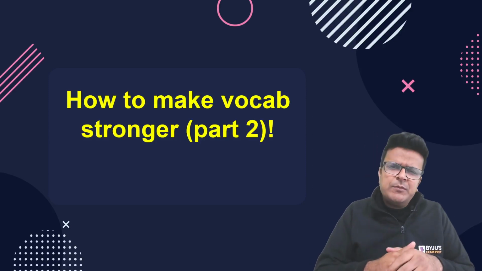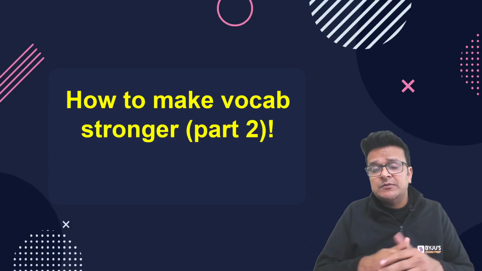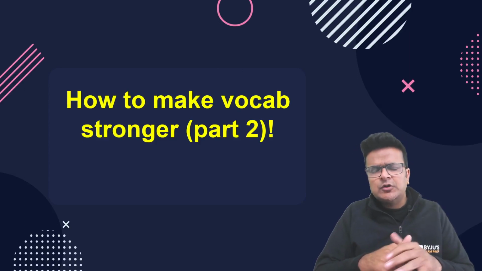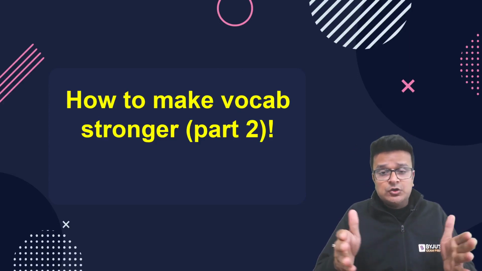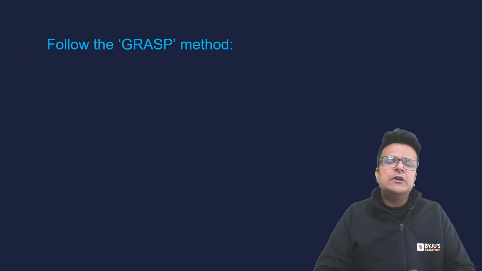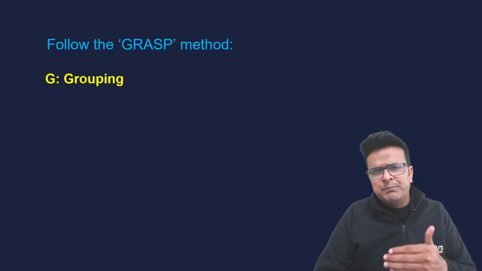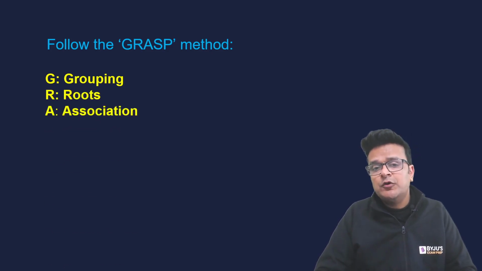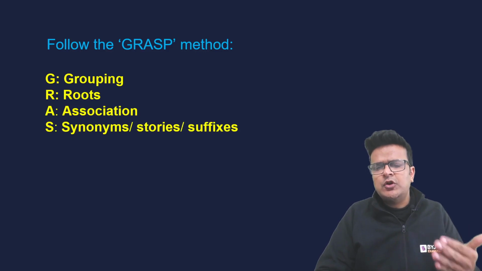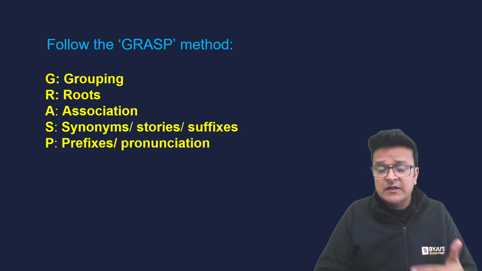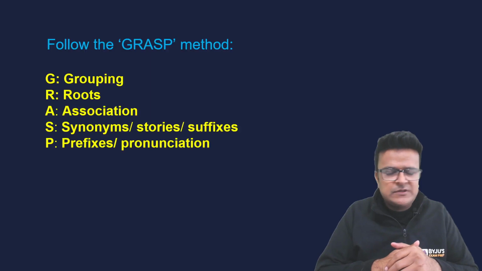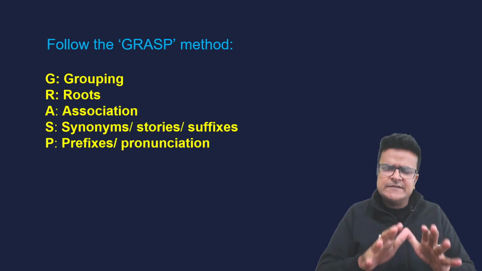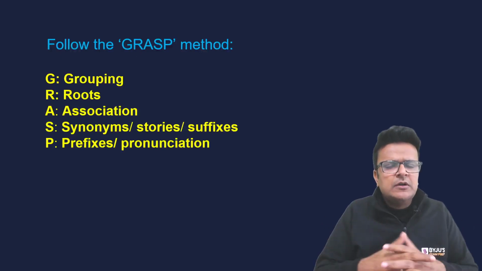If you're targeting papers like CLAT, AILET and other such allied papers, then probably you know that vocab is going to play a very crucial role in your success. In case you are not aware, I have already talked about it, you should always follow the method of GRASP if you want to make your vocab stronger, where G stands for grouping, R for roots, A for association, synonyms, stories and suffixes is S, and P stands for prefixes and pronunciation. All these things are very crucial if you want to make your vocab stronger. These things can be used to add to your vocabulary.